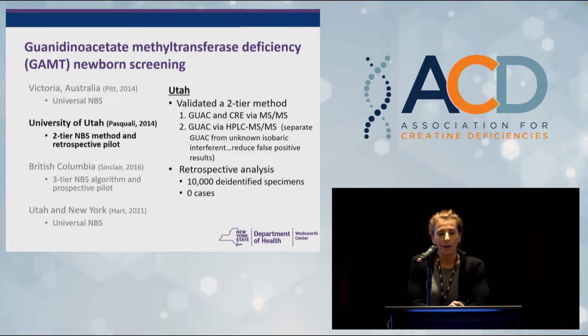Utah validated a 2-tier method for screening dried blood spots for GAMT deficiency. The first tier is a screen for guanidinoacetate and creatine using mass spectrometry. Second tier analysis is done using an HPLC method, high performance liquid chromatography. This is used to separate the guanidinoacetate from an unknown isobaric interferent, and it reduces the rate of false positive results from the first tier. So you're basically isolating only the guanidinoacetate when you're using the HPLC.